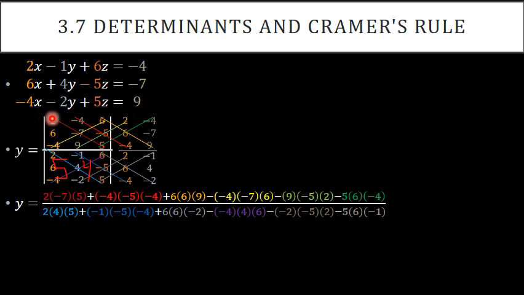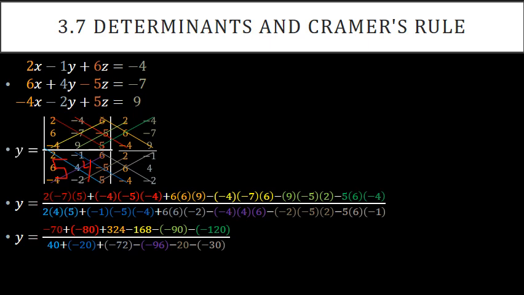So on the top we have 2 times negative 7 times 5 plus negative 4 times 5 times negative 4 plus 6 times 6 times 9. Now the upwards, minus negative 4 times negative 7 times 6, minus 9 times negative 5 times 2, minus 5 times 6 times negative 4. And you do the same thing on the bottom, but we've already calculated it and found that it was 54. Do the multiplying, adding and subtracting. Look, the denominator is still 54. Divide and you get 4.